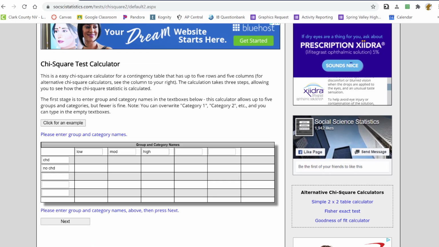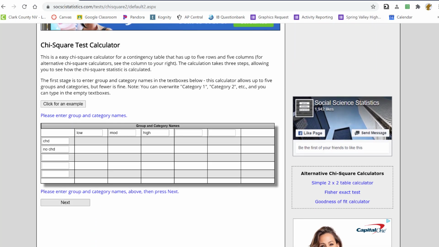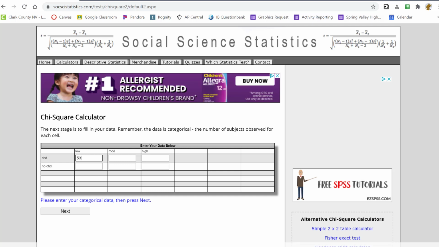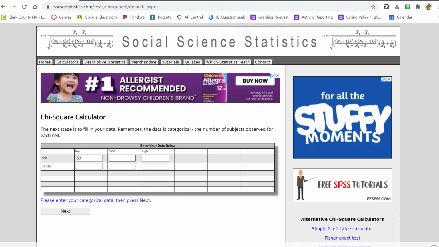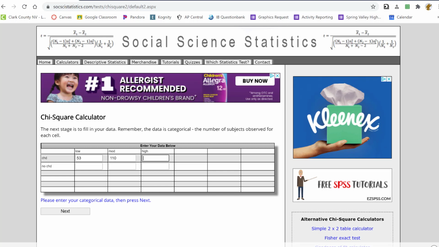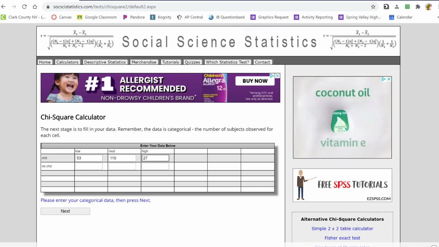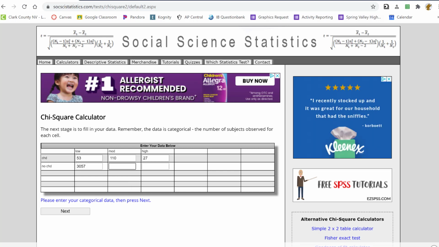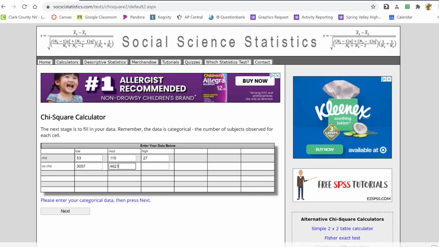Okay, so now what we need to do is just go down here after we've typed in our group names, and we go ahead and hit next. And now we're going to enter in the values that we had for each one of these. We had 53 with low anger and CHD, 110 with moderate anger and CHD, and only 27 with high. Then we had 3,057 in this cell. The next cell we had 4,621 people with moderate anger and no coronary heart disease, and then we had 606 people that classified themselves as high anger but no coronary heart disease.